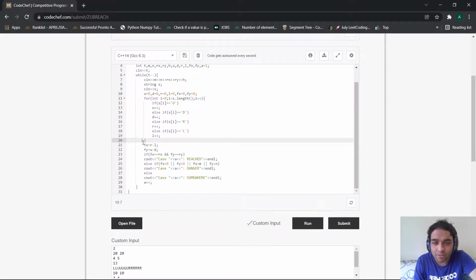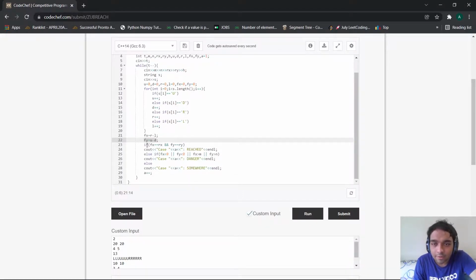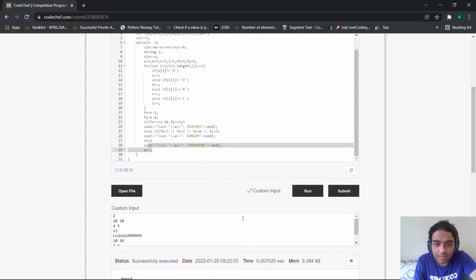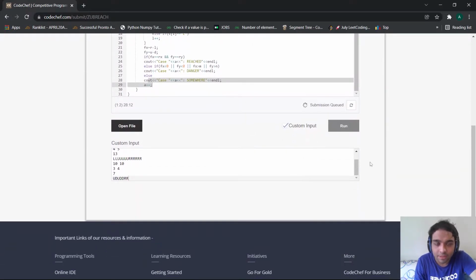Similarly, as we discussed in the approach section, my x coordinate effective transfer is nothing but r minus l, and then my y coordinate transfer is up minus down, whatever the count is. So if my final position is equal to my x comma y, which is my destination, so I print reached. If that is not the case, and my final position is outside the borders, so we print danger. And otherwise, if all of these cases are failing, then we simply print somewhere. And let me just run the cases to show you that everything is working correctly or not.